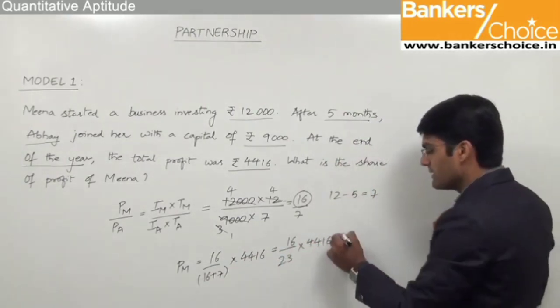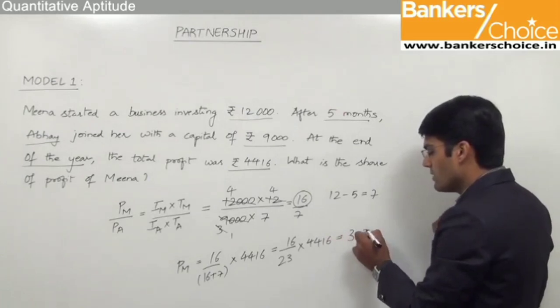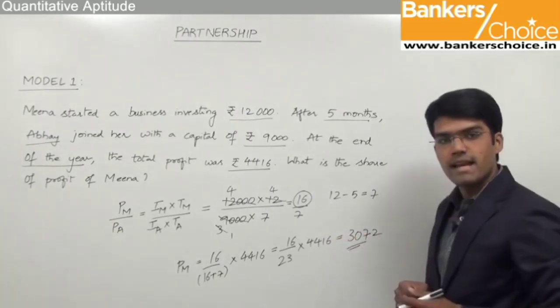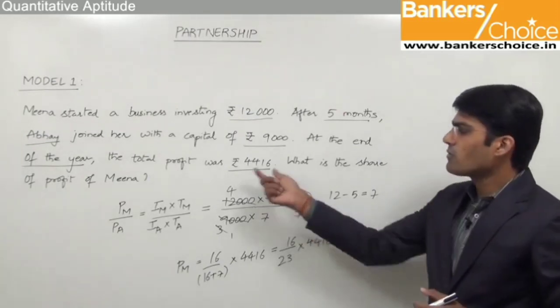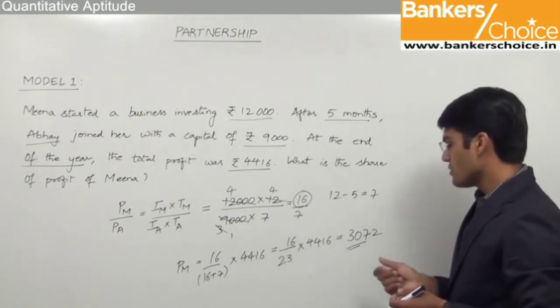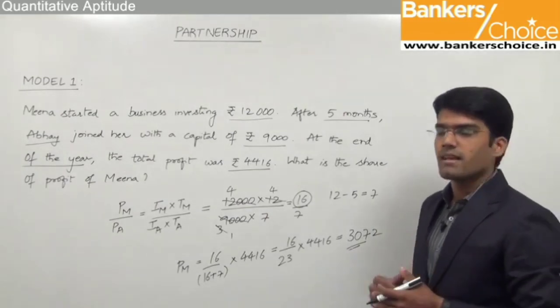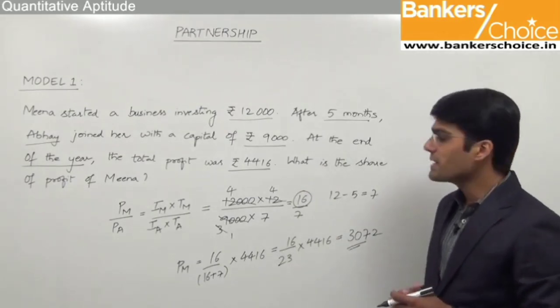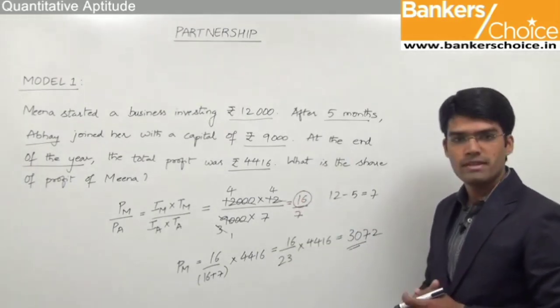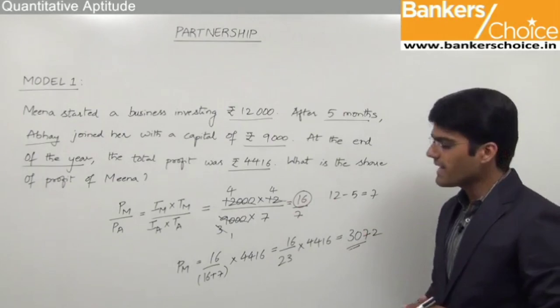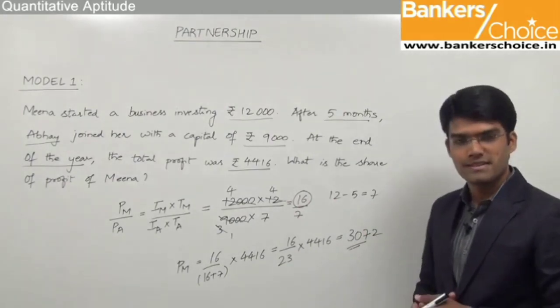And by simplifying this, we get the answer as 3072. So we can say that the profit of Meena out of 4,416 should be 3,072 rupees. So friends, this is how we can solve the questions from partnership, simply by finding out the ratio of profits to be shared between the two persons and then finding out the individual profits.